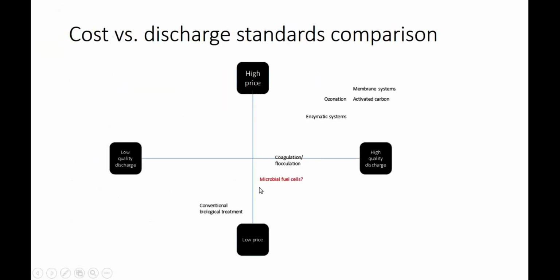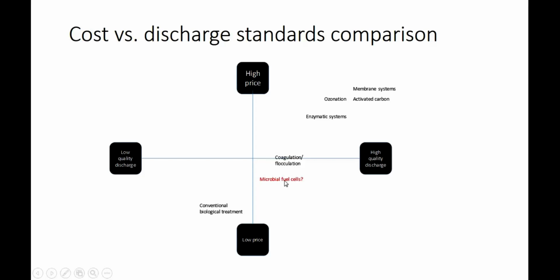So this next slide shows you a comparison of the cost of the different treatment systems versus the quality of the discharge standard. So you can see that many biological systems are low in price, but also when it comes to discharge quality, they are on this side of the diagram. So high quality discharge. To get high quality discharge, you need systems like membrane systems, but these come at a high price.